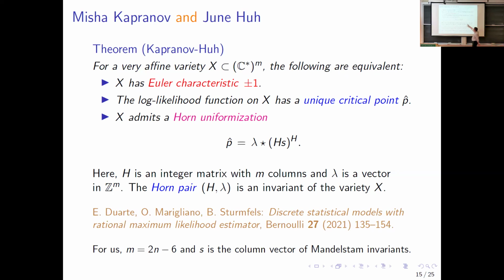Right? So the third condition is that X admits a very particular rational parametrization, and this was called the Horn uniformization. So Kapranov studied this topic in the early 90s, published a paper in 91, and this is a very particular parametrization, which I will explain. I will explain this formula.